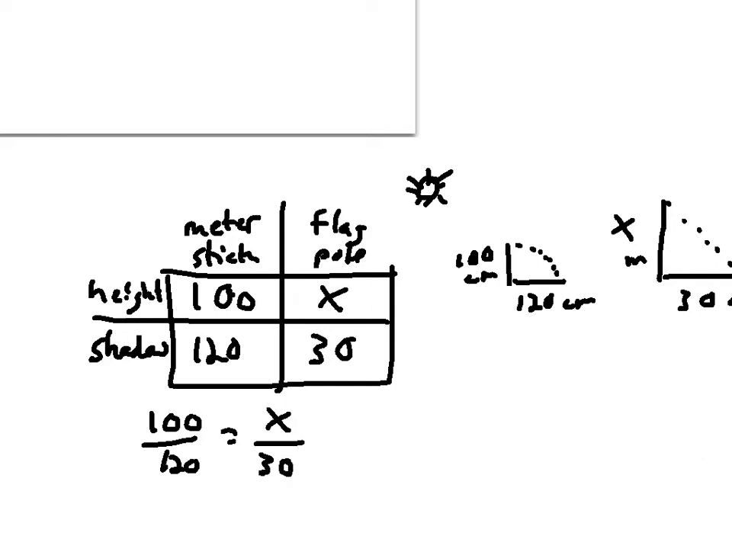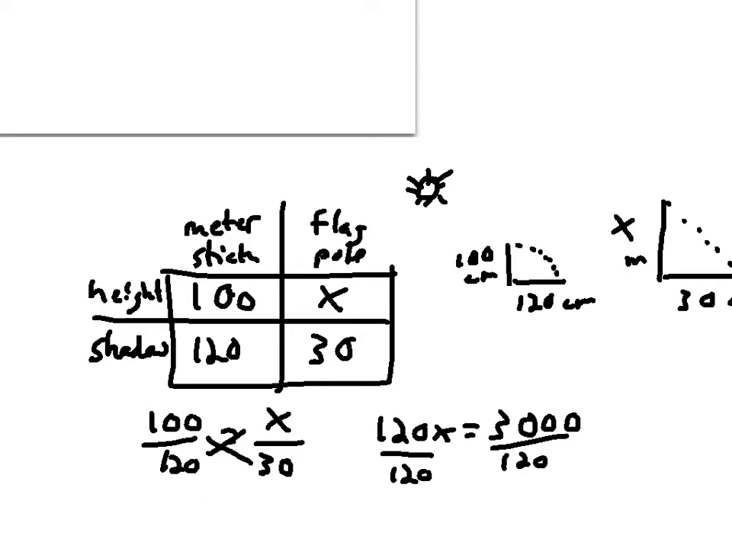Okay, now using cross products, we get 120 times x equals 30 times 100. Well, 1 times 3 is 3. And then there's 1, 2, 3 zeros, so that's 3,000. Now I'm going to solve this by solving for x. And if I take 3,000 divided by 120, I'm going to get 25.